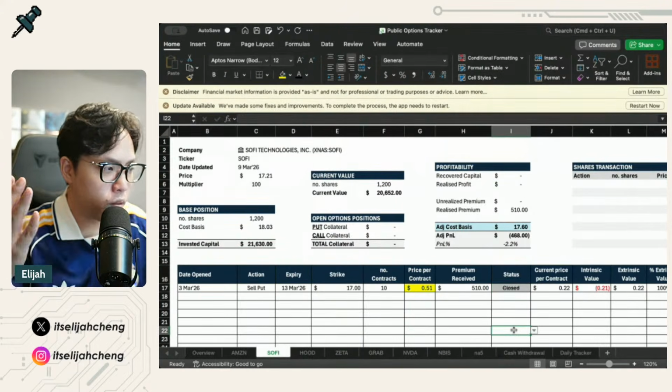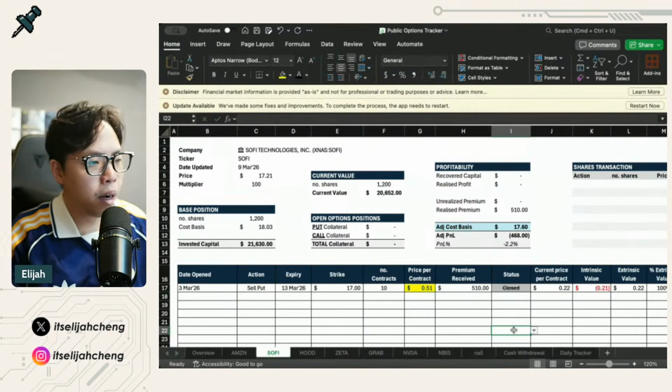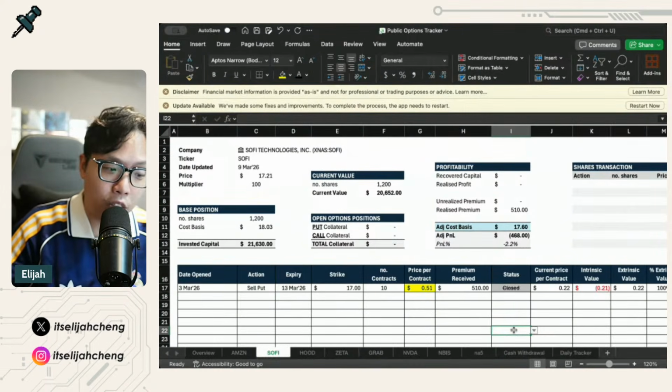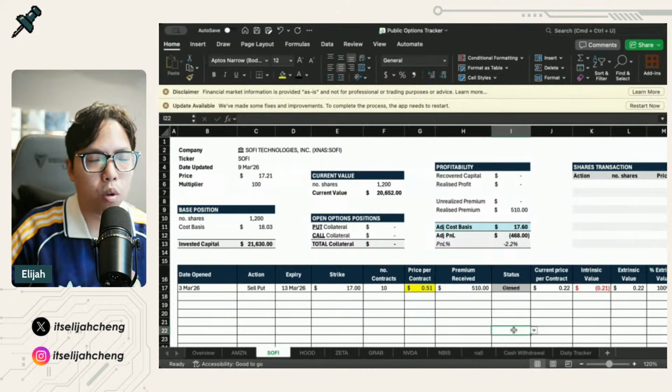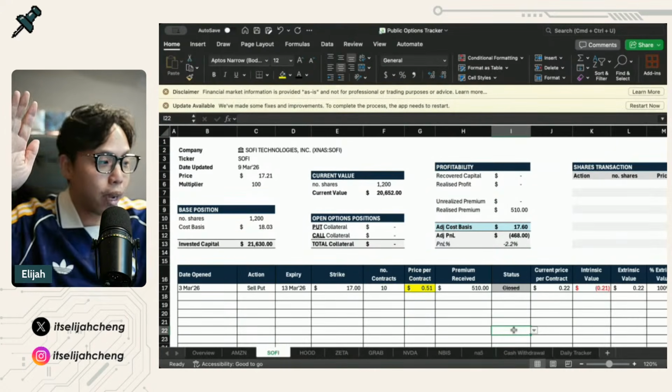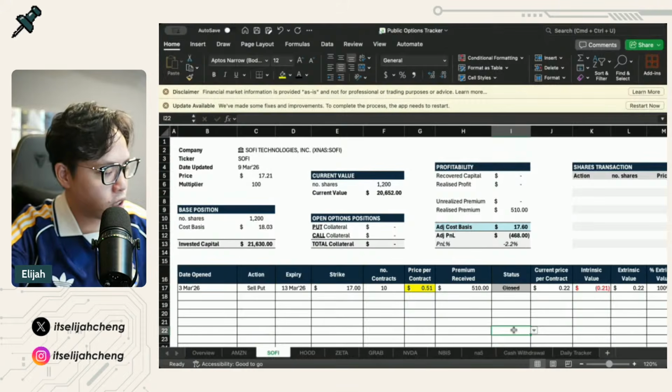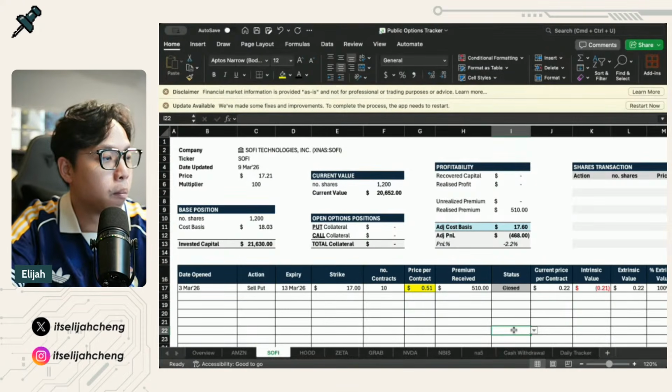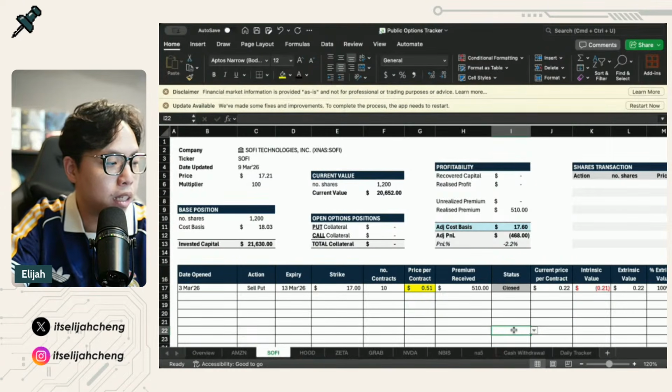So right now with SoFi, we realized $510 in premium last quarter. Oh my goodness, what am I talking about? Last week. It's 4 a.m. in Singapore, guys. I know for you it's not so late. It's 4 a.m. in Singapore. My mind is half working.